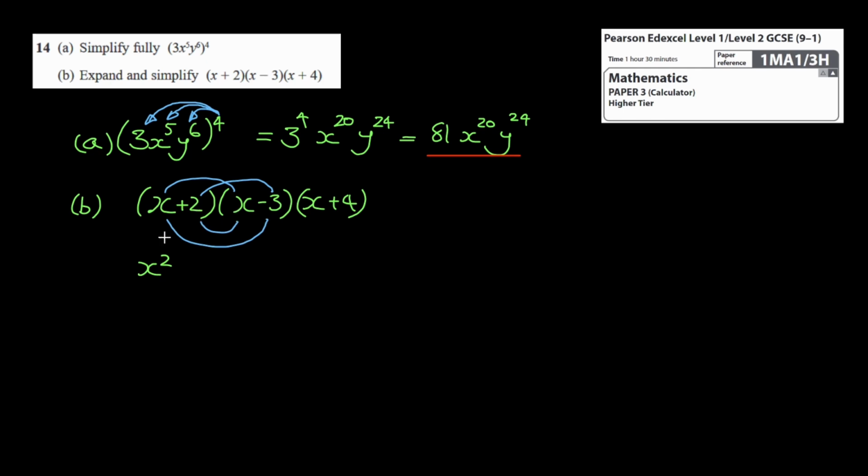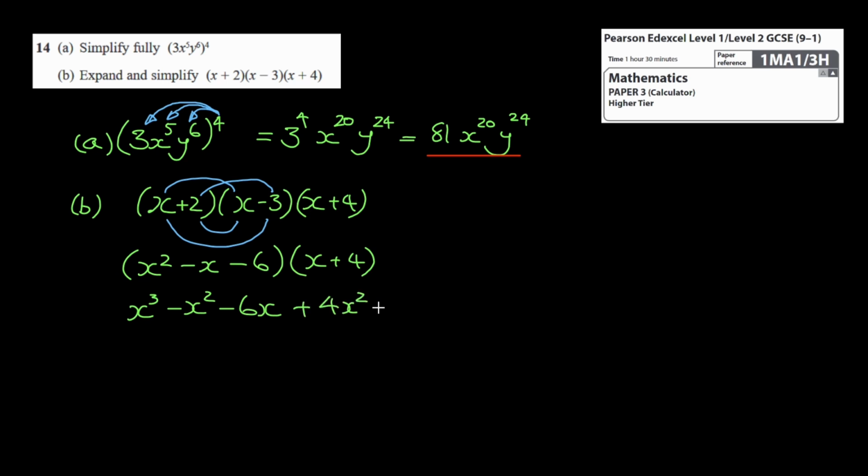Right, x squared. 2x and then negative 3x is minus x. Positive 2 times negative 3 is negative 6, and that is multiplied by x plus 4. So multiplying everything first by the x, we get x cubed minus x squared minus 6x. That's dealt with the x. Now the plus 4, we get plus 4x squared minus 4x minus 24.